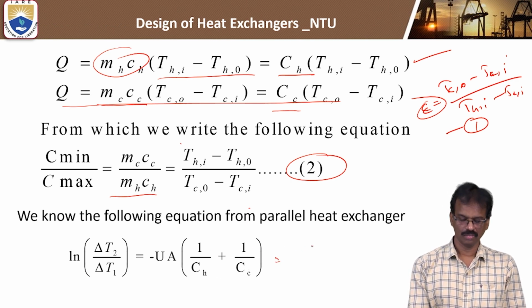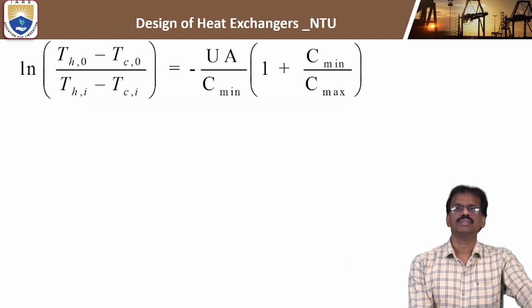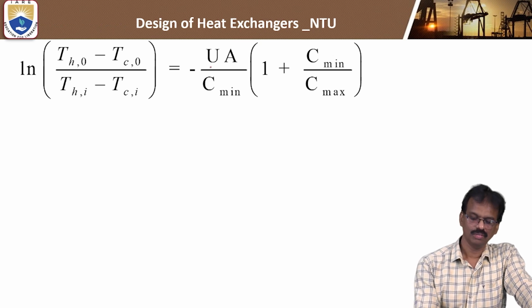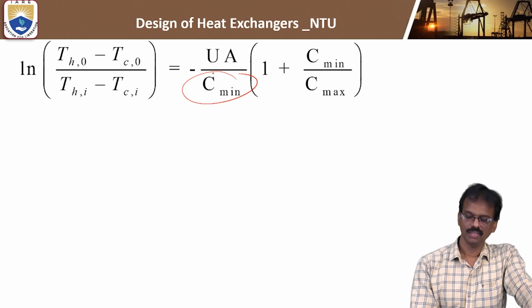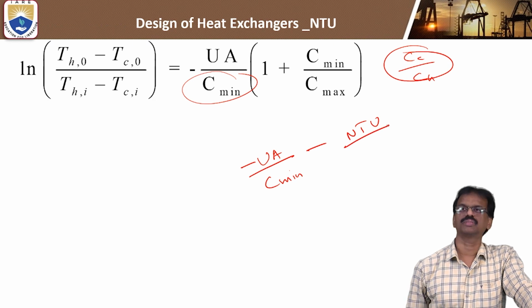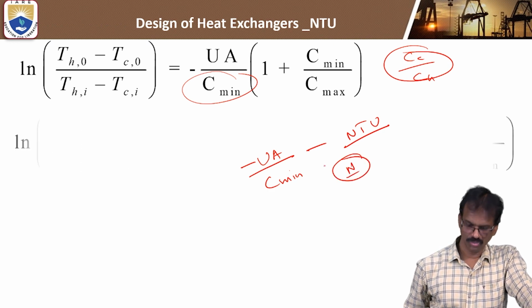Taking CC as the C minimum, I take it as the common term, so this becomes 1 plus C by CH. So ln of (Th naught minus Tc naught) by (Thi minus Tci) is equal to minus UA by C minimum, taking C minimum as the common term, into (1 plus C minimum by C maximum). C minimum is nothing but CC, and C maximum is equal to CH. UA by C minimum is called NTU, the number of transfer units. You can represent it by the term NTU, or by a capital N also. Then the formula will be like this.